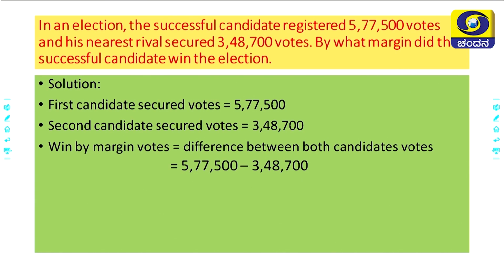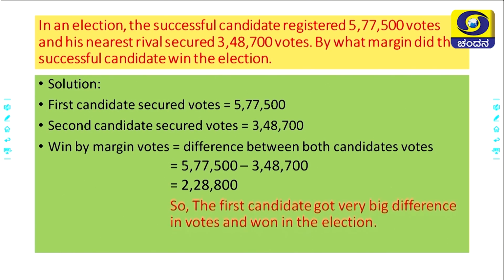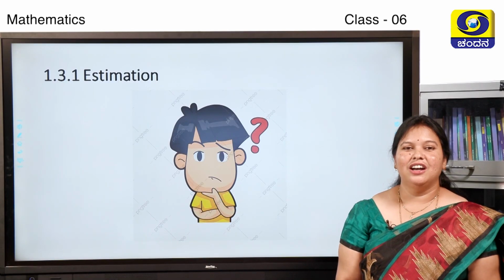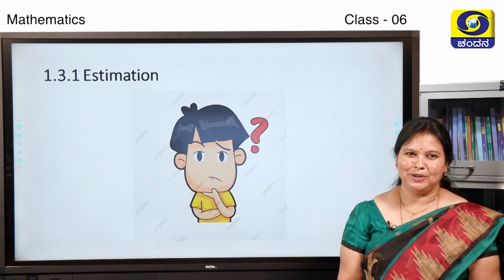5,77,500 minus 3,48,700. By subtracting these two, we get 2,28,800. So, the first candidate got a very big difference in votes and won the election. Yes, we have learnt how to use larger numbers in our practice.